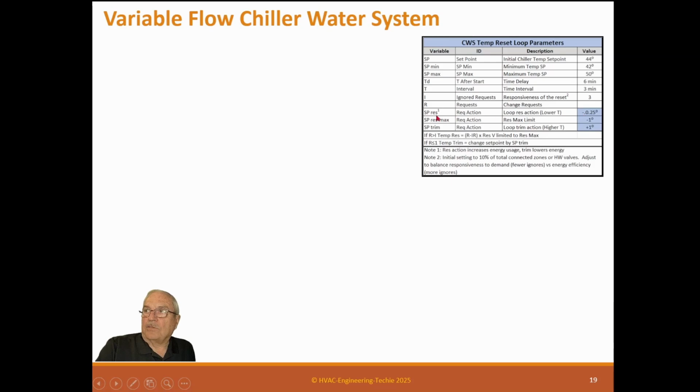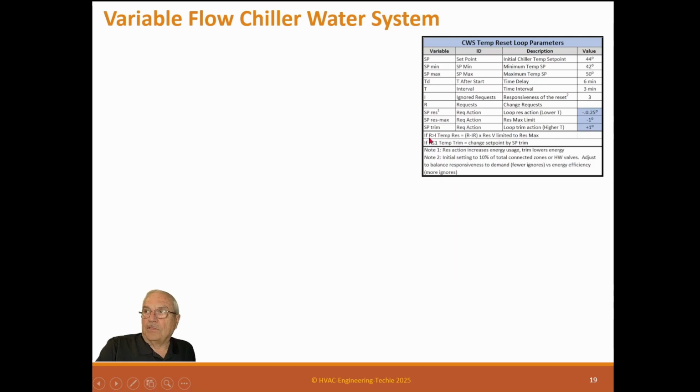Our change requests are our set point reset, which is to lower the temperature, increase energy, and that's 0.25 degrees. So we're going to do that real slow. And then reset maximum is 1 degree. So every 3 minutes, we will not make a change greater than -1 degree. And then the trim is to go up. We'll let it go up by 1 degree. So we want to trim fast. We want to reset slow because we're trying to control energy.